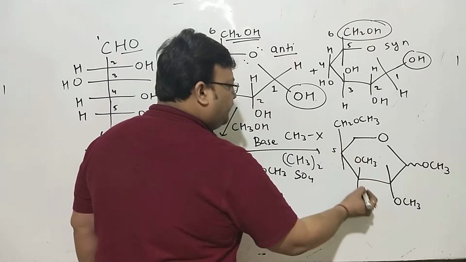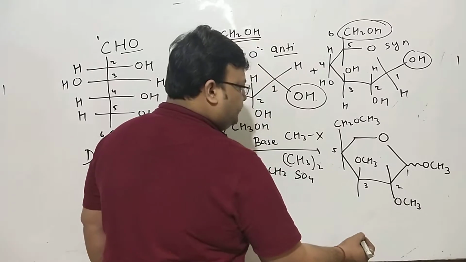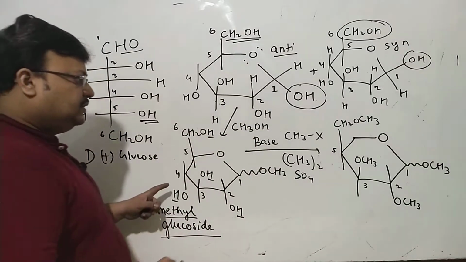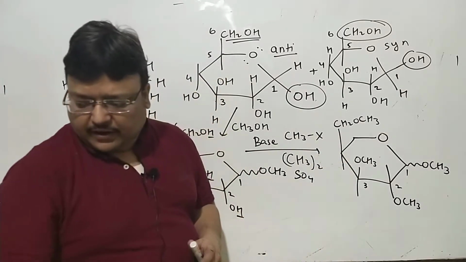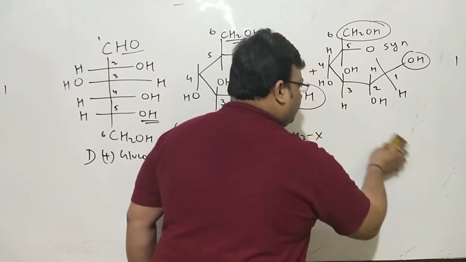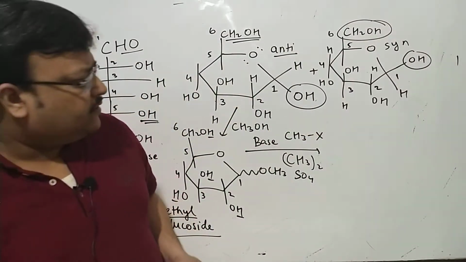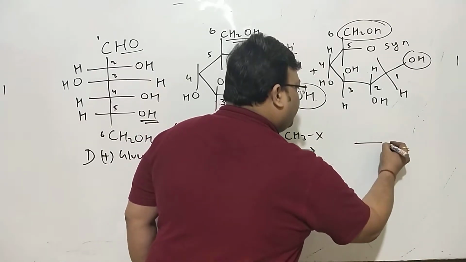This is carbon 5, 1, 2, 3. Oh, I'm sorry, I just made a small mistake drawing it. It happens at times. So, I'll want to be more careful now. I'll want to draw it in this manner.